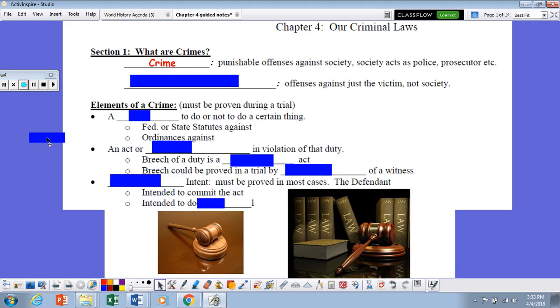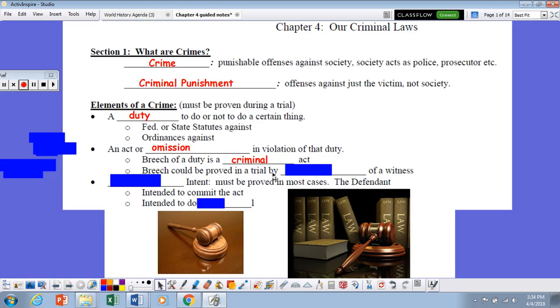What are crimes? Well, a crime is a punishable offense against society, whereas civil wrongs are offenses against just the victim, not society. Elements of a crime are things that have to be proven during a trial. A duty to do or not to do a certain thing, such as a federal or state statute against a certain action, or an ordinance. An act or omission in violation of a duty. So a breach of duty is a criminal act.